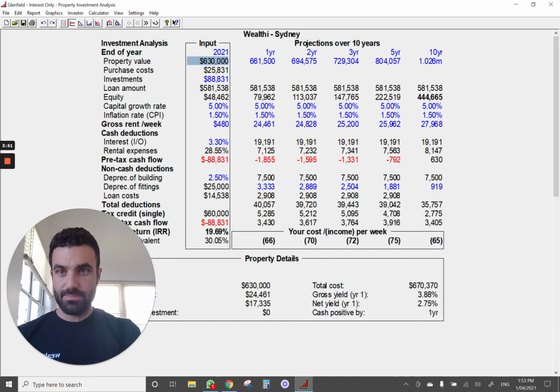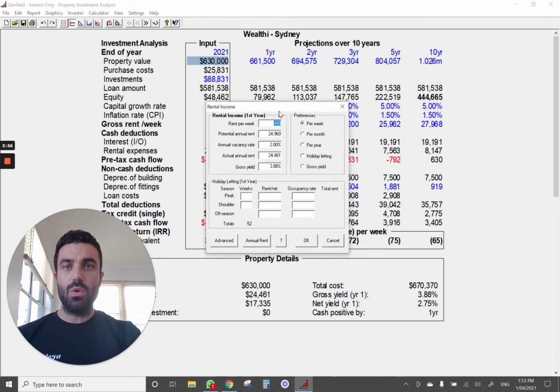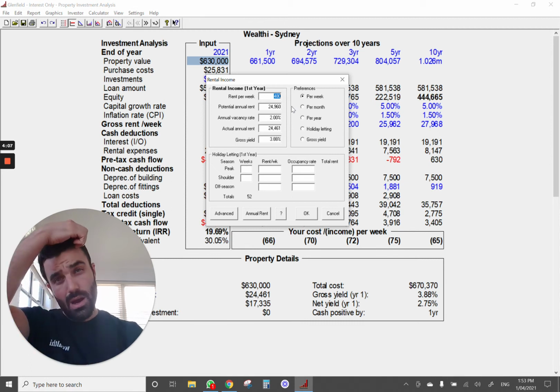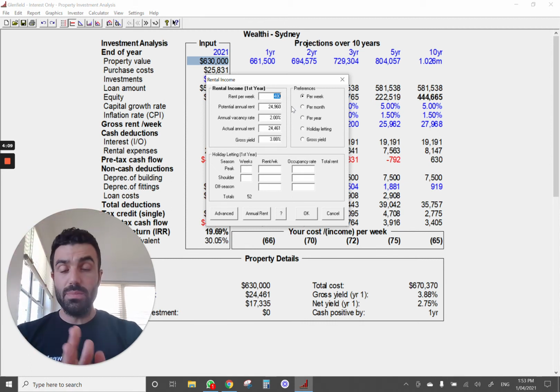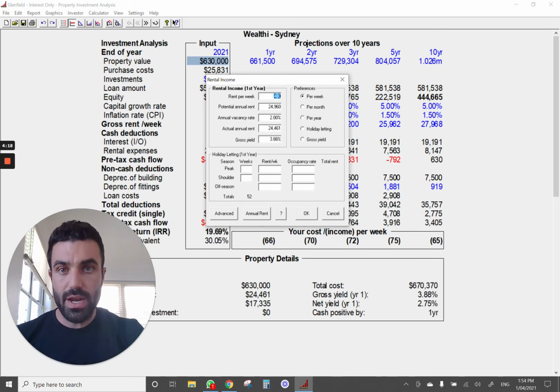Now, what I've also done is assumed that we're going to get $480 per week. This is a very conservative assumption for a brand new property, 3-bedroom in that area. I like to be very conservative with these numbers because if we work on the worst case, then everything else is cream. So if it performs better than that, fantastic. So I've got $480 in as rent. I've got a vacancy rate of, let's make that 3%.